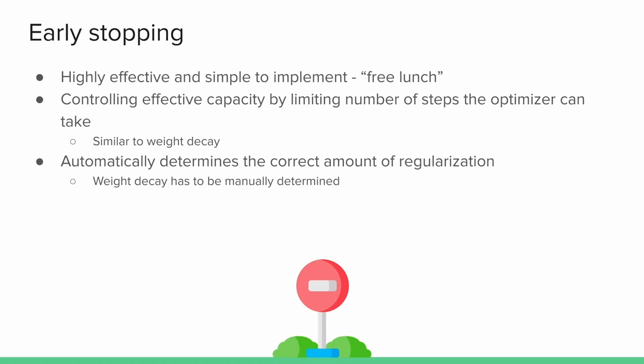The effect of early stopping is that we control the effective capacity by limiting the number of steps the optimizer can take. Weight decay does a similar thing. If our weights decay towards zero, we are limited in the amount of steps we can take in our network. If we take too many steps with too high a weight decay, all of our weights will be just zero. The good thing about early stopping, when you compare it to weight decay, is that it automatically determines the correct amount of regularization. So we don't have to worry whether we use the right alpha value, because you just monitor your validation set and stop when you don't see any further improvement.